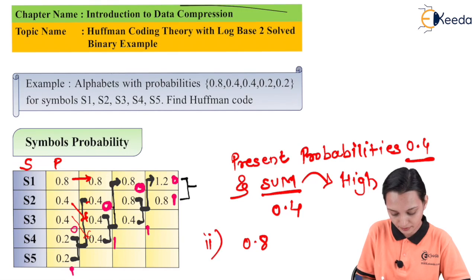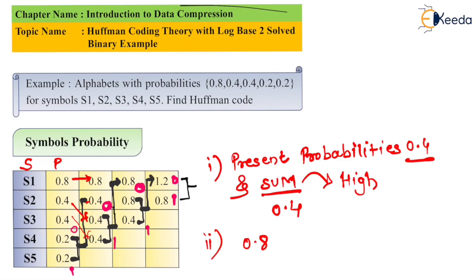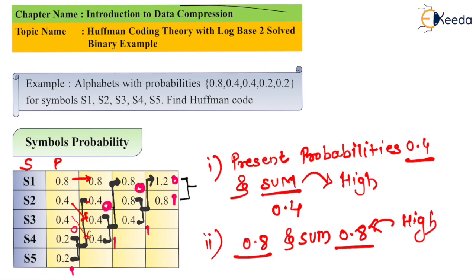This is step number 2. This is our step number 1. At step number 2, the highest present probability is 0.8 and the sum is again 0.4 plus 0.4, which means 0.8. So compare these two, both are equal. Then we have to shift this to as high as possible level. So 0.4 plus 0.4, 0.8, that will be shifted here.